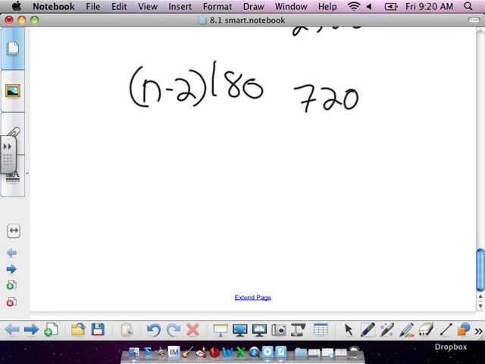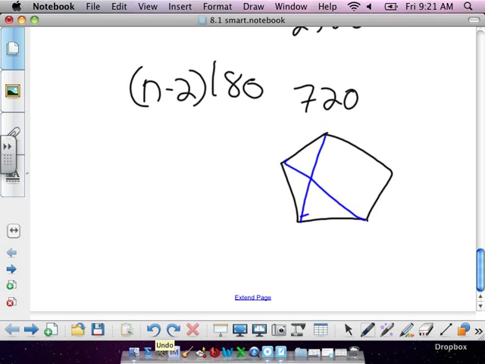Diagonals are like this. So if I've got a pentagon, the diagonals are like this. This is a good question. This will be in your homework as well. Diagonals are like this. It's connecting vertices that are not next to each other.